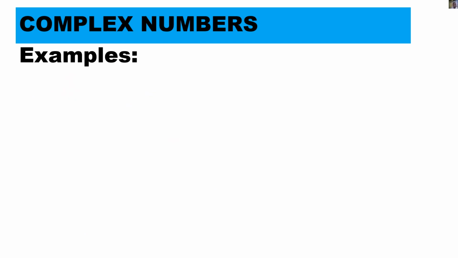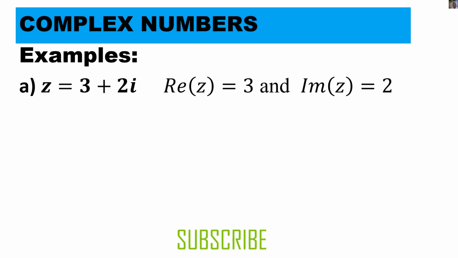We have examples. Example number a, we have the complex number z equals 3 plus 2i. Let us identify the real part and imaginary part. Here, the real part equals 3 and the imaginary part equals 2.